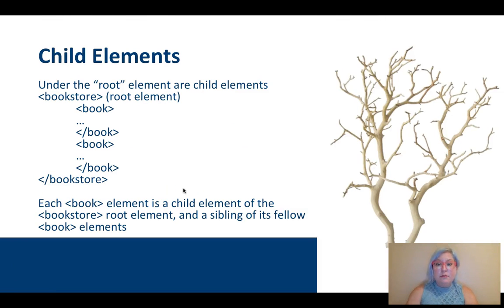From the root element, we have child elements, which, as you can imagine, are sub-elements that go below our root element. So another example here, we have bookstore, which is acting as our root element, and then within that we have book elements for the various books that we have in our bookstore or in our library or whatever, right? Each book element acts as a child element of our bookstore root element. It is also considered a sibling of its fellow book elements, just so you know the lingo for that.